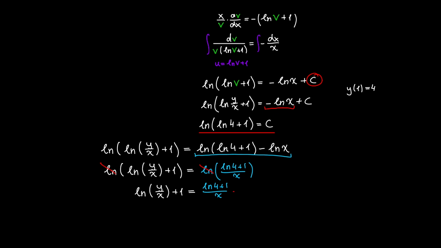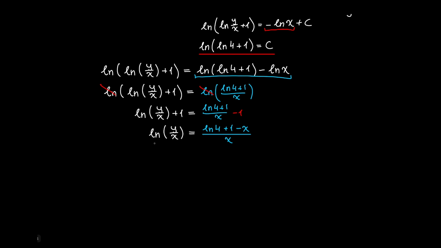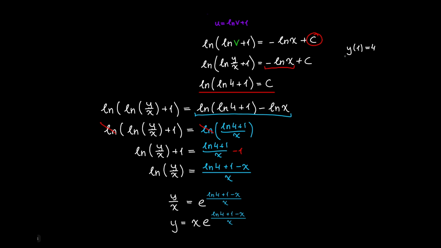Next, I move the plus 1 as negative 1 to the other side, and of course combine it into one fraction. And now finally, I can get rid of this natural log on the left-hand side. What I get is e raised to the power of this entire blue function is equal to y over x. And finally, y is simply going to be equal to x times this entire expression. And there you have it, we have solved this differential equation without a plus c in the end because we were given an initial condition.